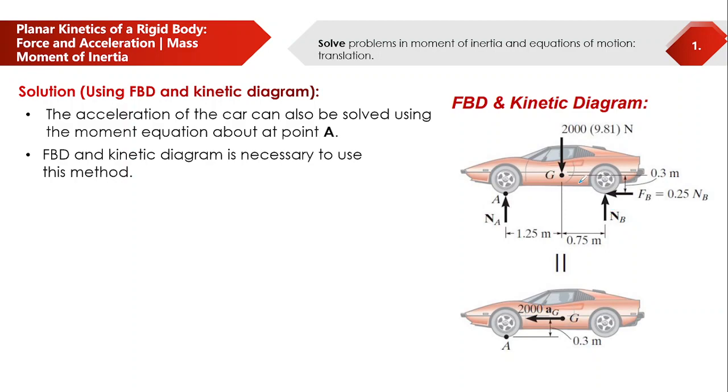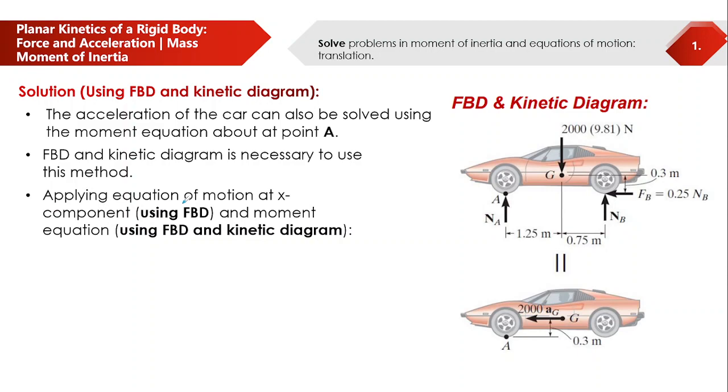So, since you already have the FBD, then for the kinetic diagram it is pointing to the left. Then we have 2,000 a sub G. This is the mass of the car times the acceleration at point G. Okay? At point G, that's our unknown. Okay? So at point A, we account the point A at the front wheel of the car. And then it is 0.3 meters away from the body center of mass.